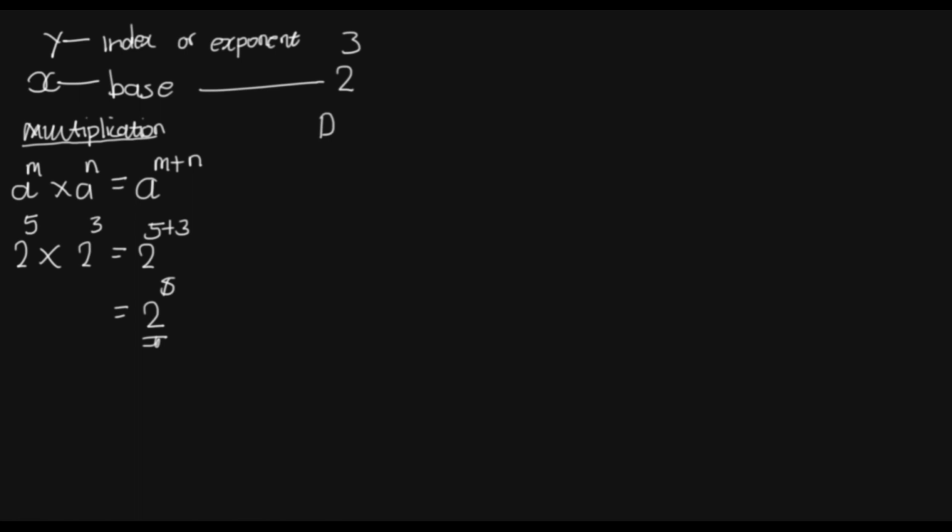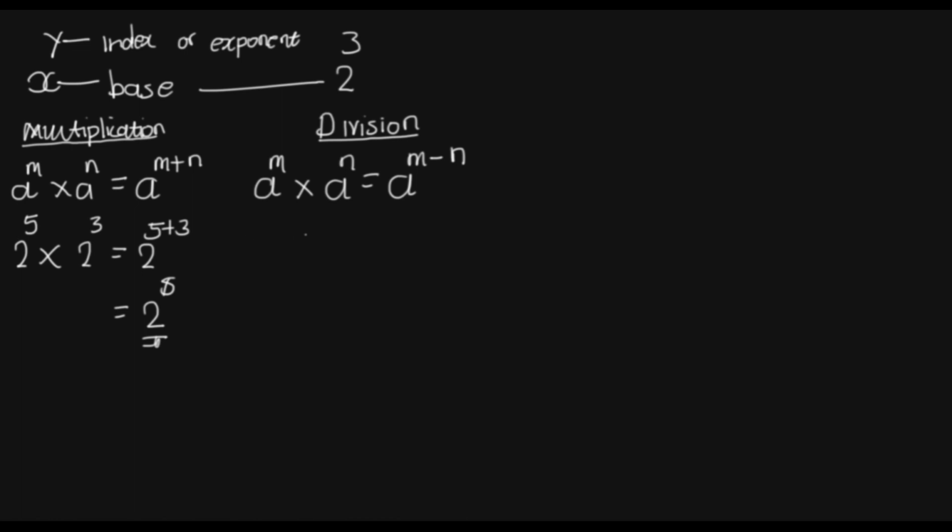Now let's move on. Let's say we have this division. Now division is the opposite of multiplication. Instead of adding the indices, this time we are going to subtract. So if we have a raised to the power m divided by a raised to the power n, we just say a raised to the power m minus n.